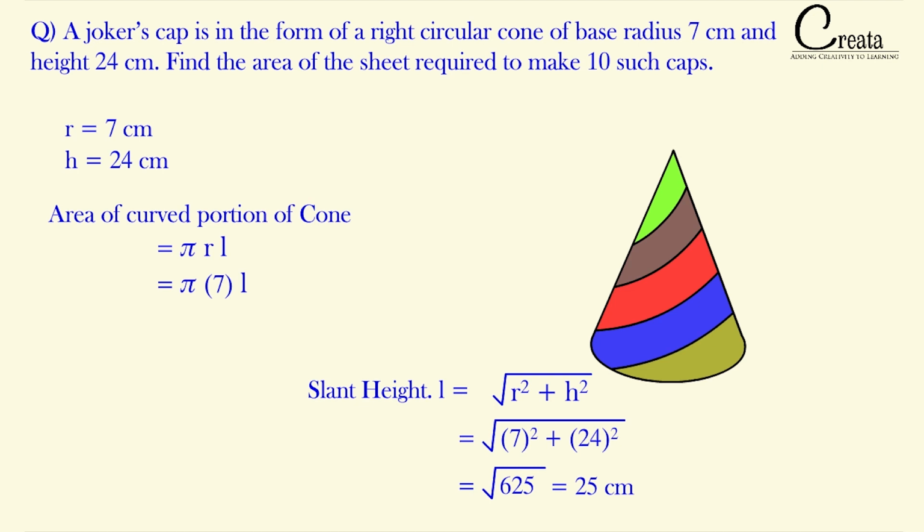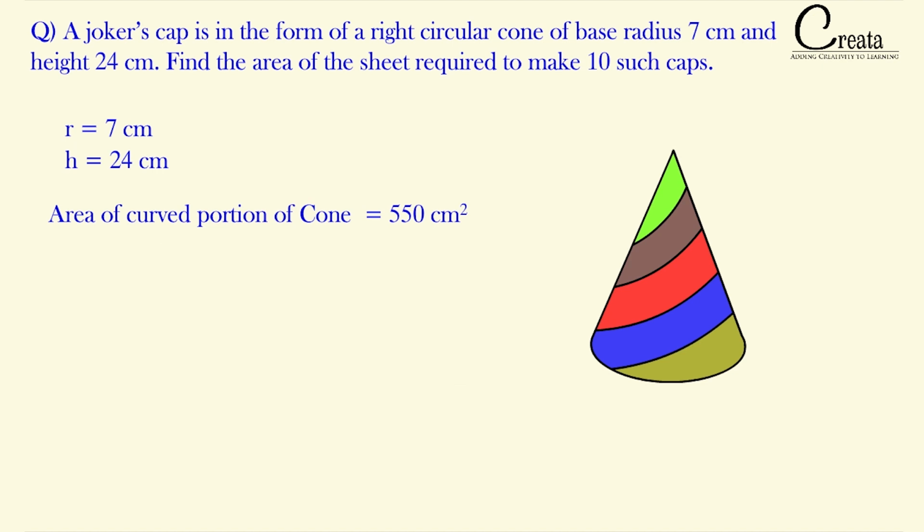Moving further, let's find the area of the curved portion, that is pi R L. Let's put the value of R and L. We got the surface area of the curved portion as 550 cm square. That is the area of the paper required to make one such cap. But in the question we have to find the total paper used for 10 caps. That will be equal to 10 into 550, that is 5500 cm square. That is the answer of the question.